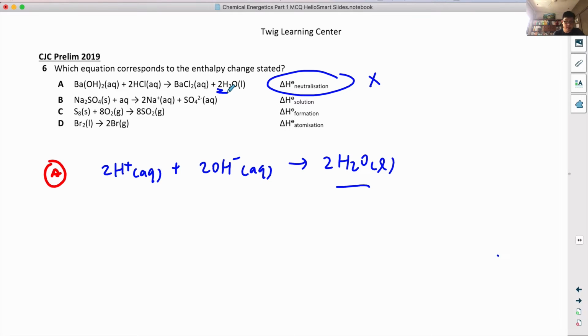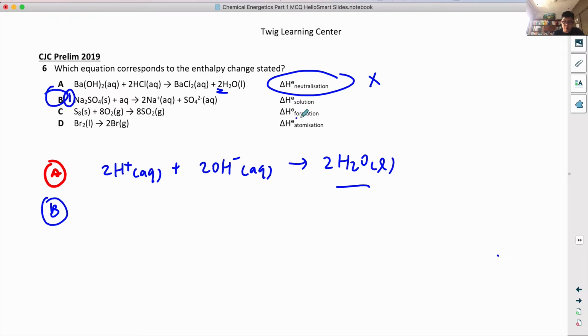Okay, B. What's B? B is the solution. Solution is when 1 mole of ionic compound dissolves in water to form the aqueous ions. So this is actually totally fine, because you're dissolving 1 mole of sodium sulfate. So 1 mole of the ionic compound is being dissolved. So the answer is actually B. But let's run through what's wrong with C and D.